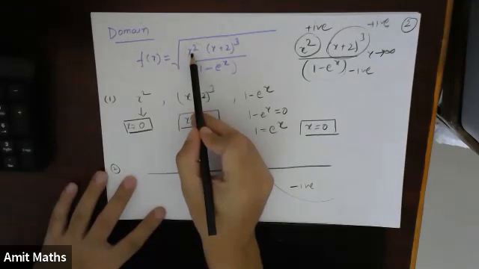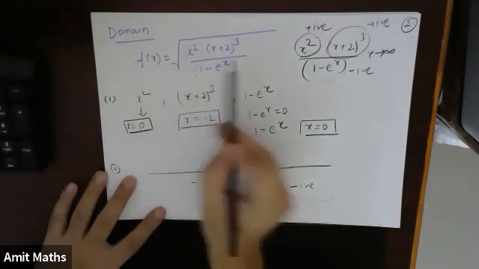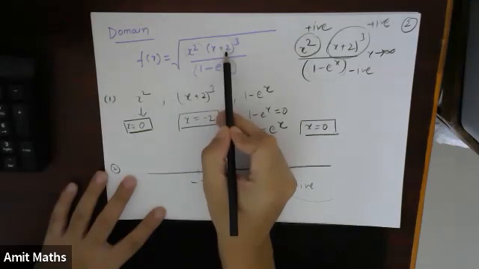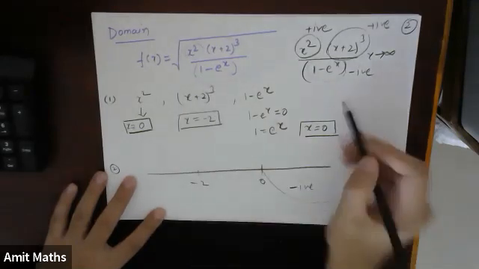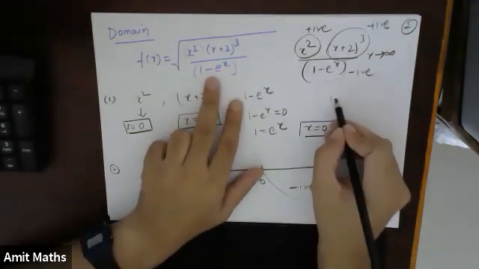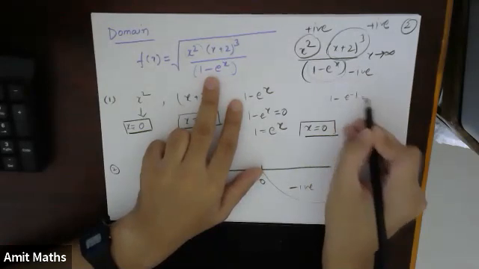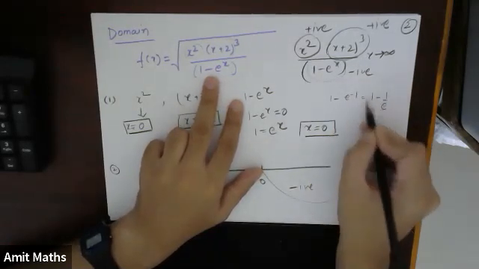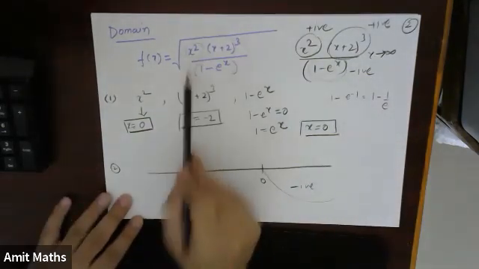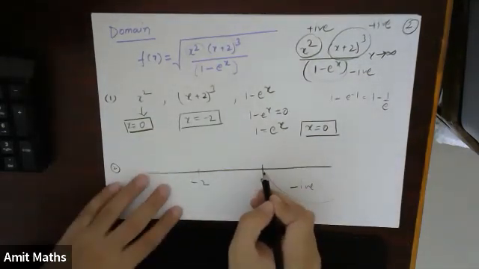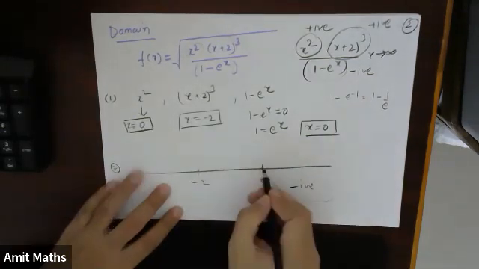Minus 1 whole square will become positive. Minus 1 plus 2 is 1, whole cube, which will be positive. And the denominator, 1 minus e to the power minus 1, will be 1 minus 1 by e. This will also be positive. So that means the overall sign of this one is positive. That means it will change sign from negative, it is becoming positive.